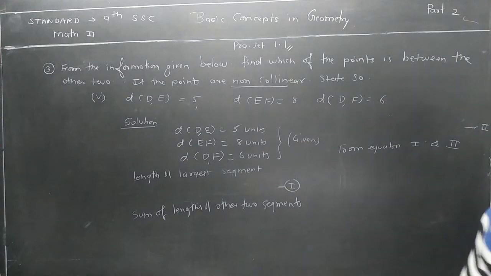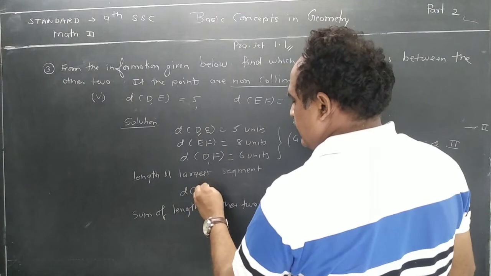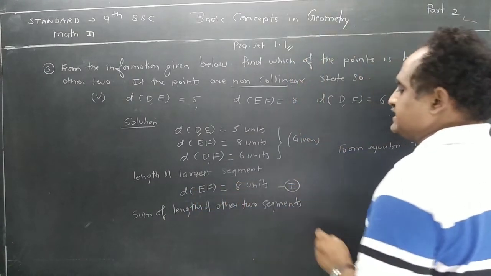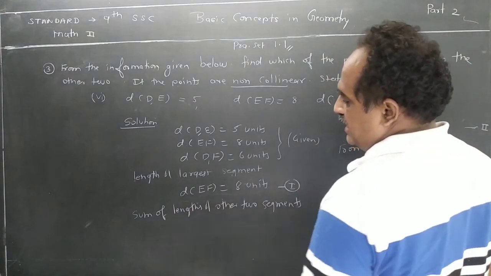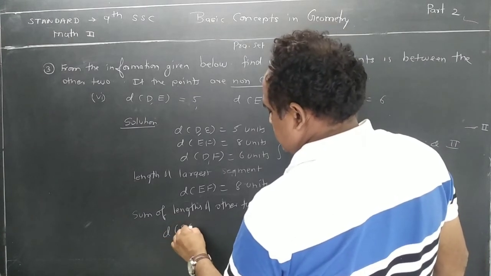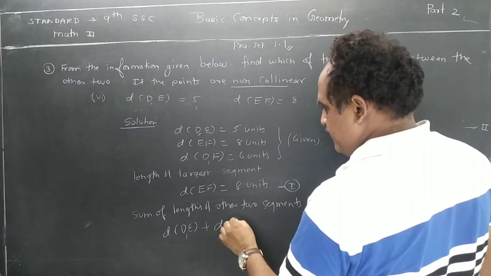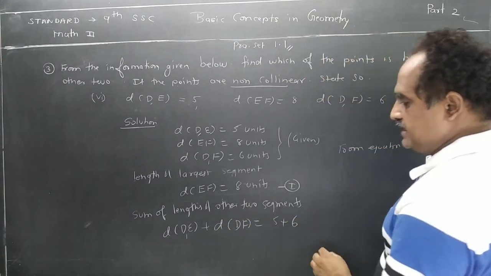The length of the largest segment, which is the distance EF, is equal to 8 units. That is equation 1. And the sum of the lengths of the other two segments, that is distance DE plus distance DF, is equal to 5 plus 6.